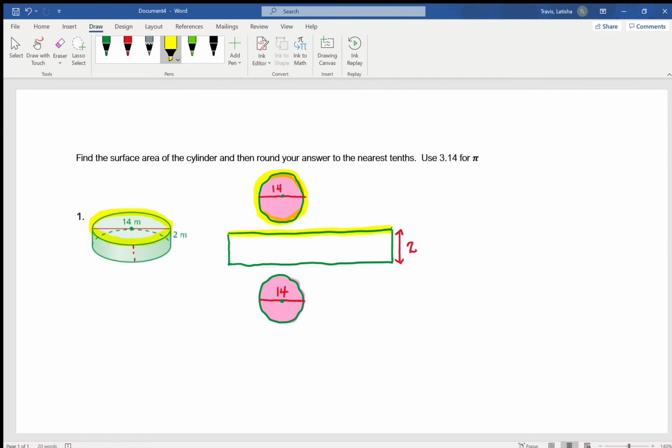So if this length is the same as the length of the circumference of the circles, we can use the circumference formula to find the length. So the circumference formula we're going to use is the one that has the diameter in it. So circumference is equal to diameter times pi. So that means that diameter times pi is this length here.